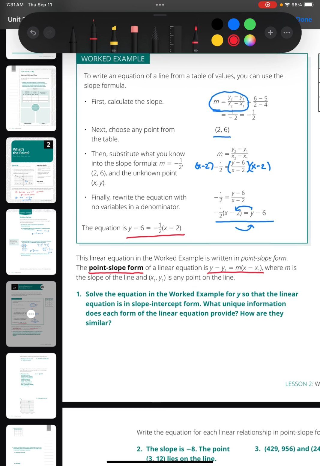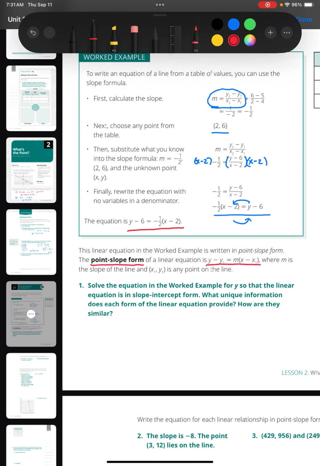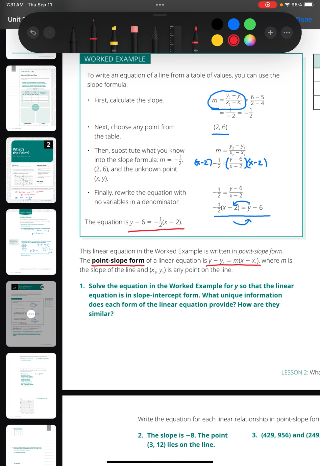Okay, if we know a point and we know a slope, we can put it in point slope form. So it says solve the equation in the worked example for y so that the linear equation is in slope-intercept form. What unique information does each form of the linear equation provide? How are they similar? How are they different?